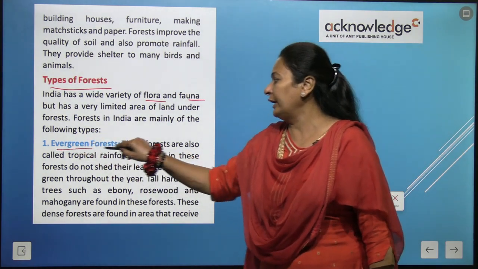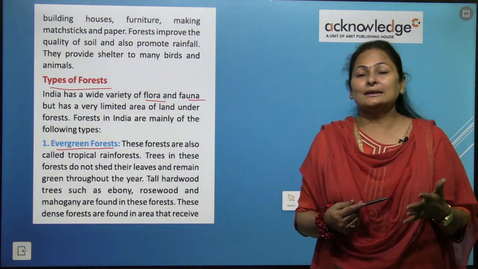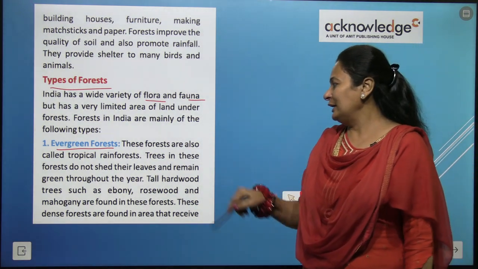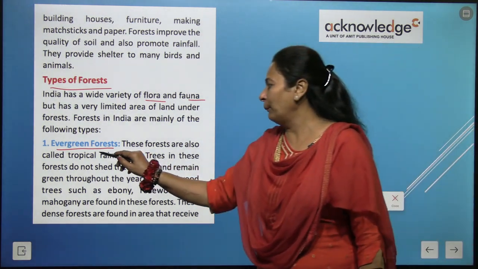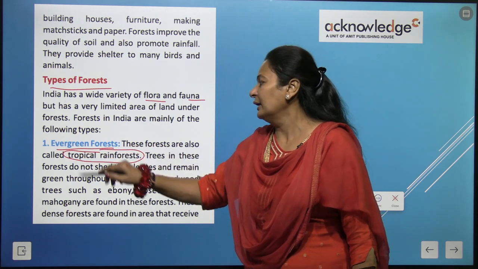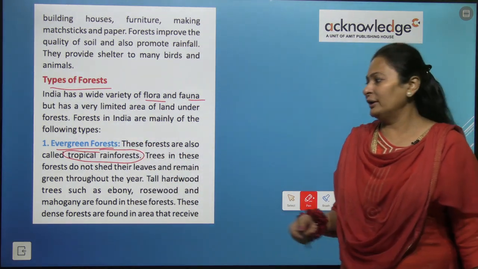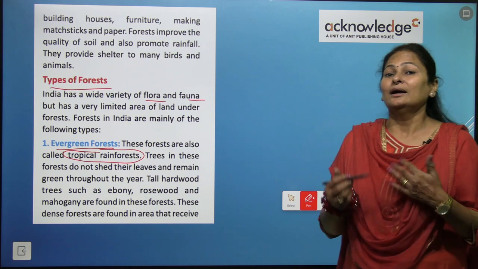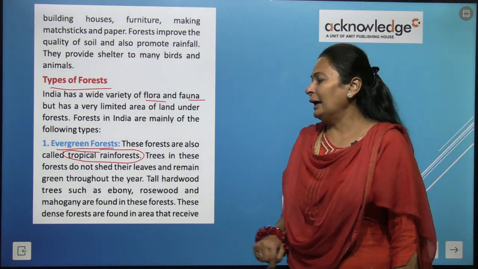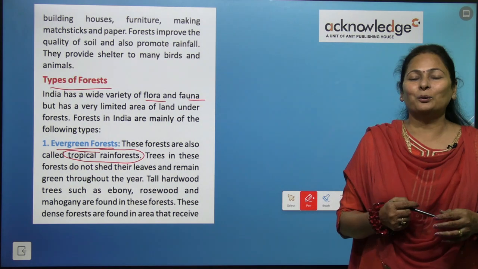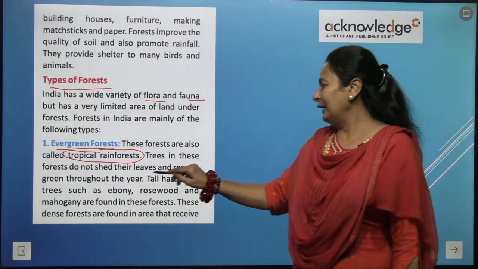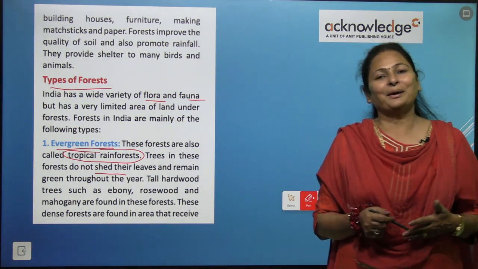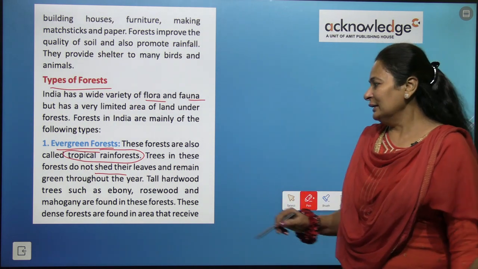First is the evergreen forest. Evergreen, as the name suggests, these trees never shed their leaves, right? These forests are also called tropical rain forests. The other name of evergreen forest is tropical rain forest. Trees in these forests do not shed their leaves and remain green throughout the year, right?